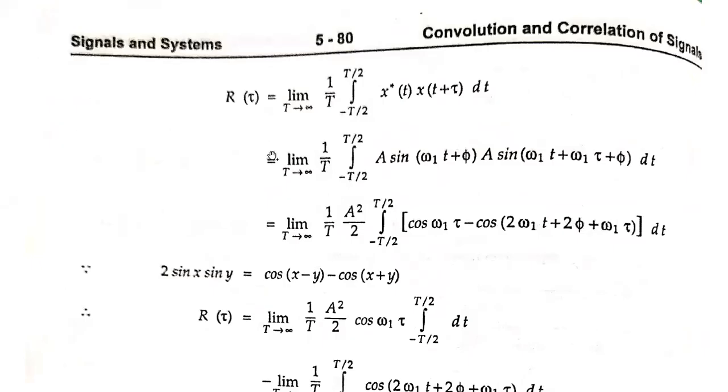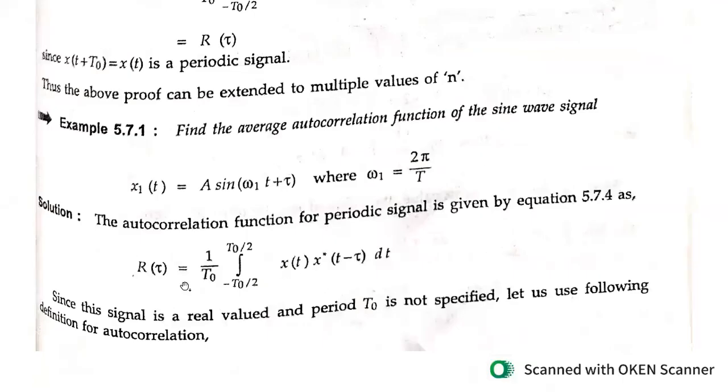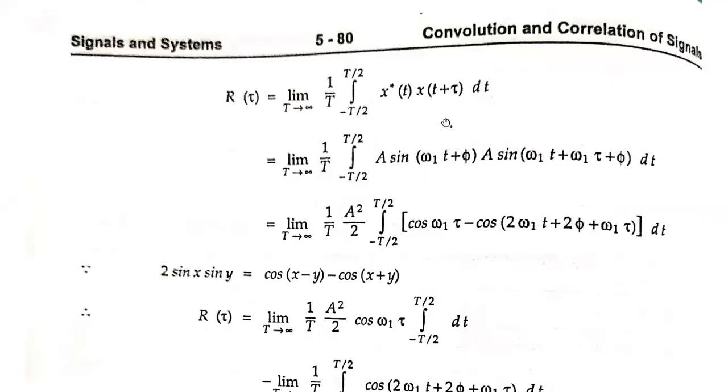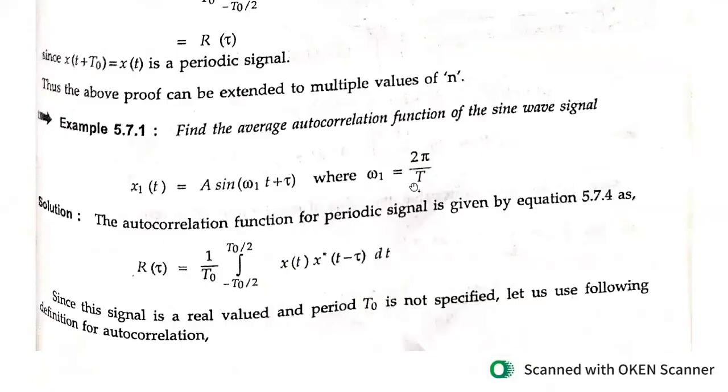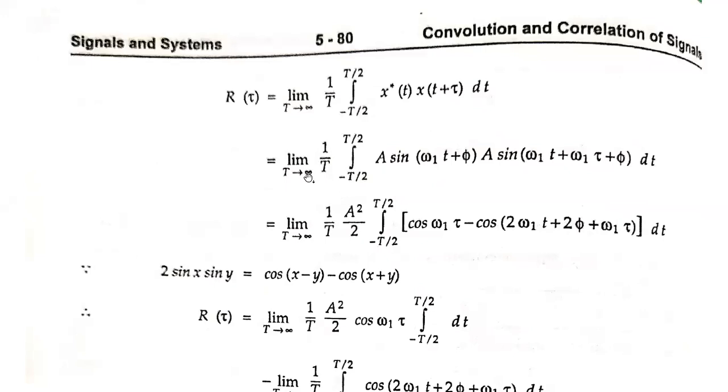Now coming to this formula, limit T tends to infinity, 1 by T integral from minus T by 2 to plus T by 2, the same formula we can also write like this: x complex conjugate of t, x of t plus tau dt. No issue, whether you use this formula or that formula, both are the same. The complex conjugate of the given signal is the same because there is no complex term. So you can substitute limit T tends to infinity, 1 by T integral from minus T by 2 to plus T by 2, whatever the x of t, and t is going to be replaced with t plus tau. You can write this formula.